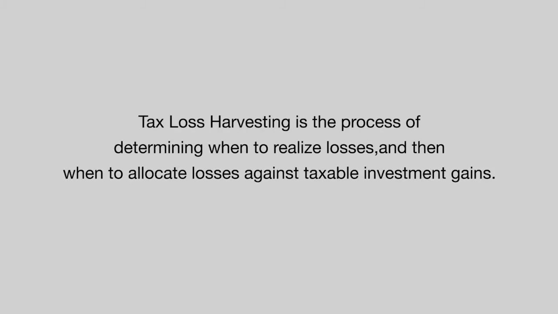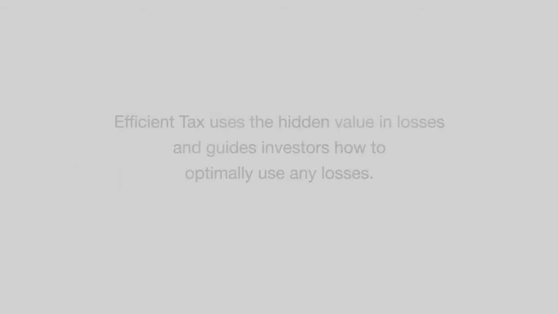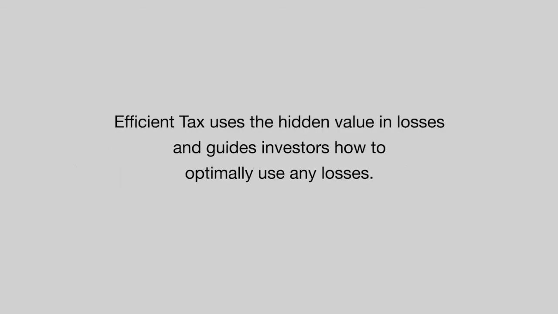Let's start with what is tax loss harvesting. Tax loss harvesting is the process of determining when to realize losses and then when to allocate losses against taxable investment gains. Efficient Tax uses the hidden value in losses and guides investors how to optimally use any losses.